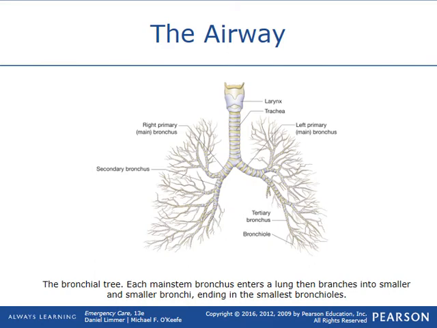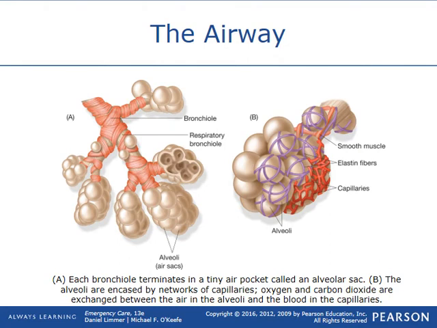So here's the airway. It starts at the top with the larynx and goes down into the trachea. The trachea bifurcates, or splits, into the left primary bronchus and the right primary bronchus, which we also call the right main stem. As the bronchus goes down, it creates secondary bronchi, tertiary bronchi, and bronchioles. Each bronchiole terminates in a tiny air pocket called the alveolar sac. The alveoli are encased by networks of capillaries, and this is where oxygen and carbon dioxide are exchanged between air in the alveoli and the blood in the capillaries.